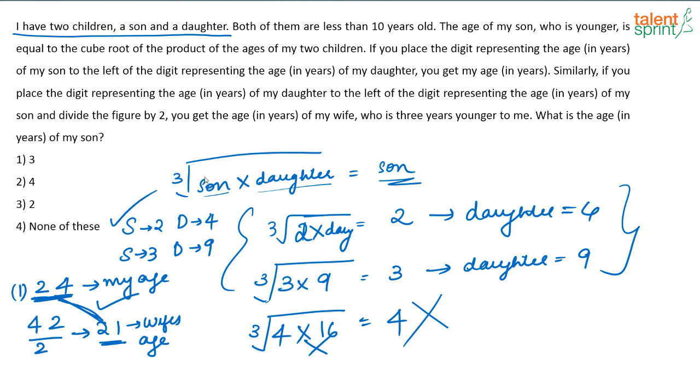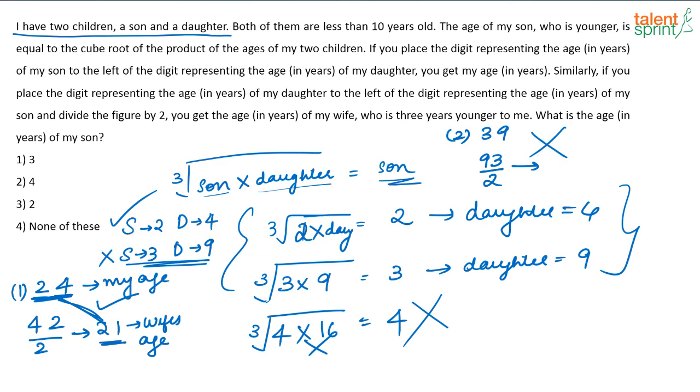But anyway, let us look at this option also and try it out, right? So in this case, if S is 3 and D is 9, what will be my age? My age will be 39. And what will be my wife's age? 93 divided by 2. First of all, it is not completely divisible, and definitely the answer that you get here will not be 39 minus 3. So this is not your answer. So your answer has to be S is equal to 2 and D is equal to 4.